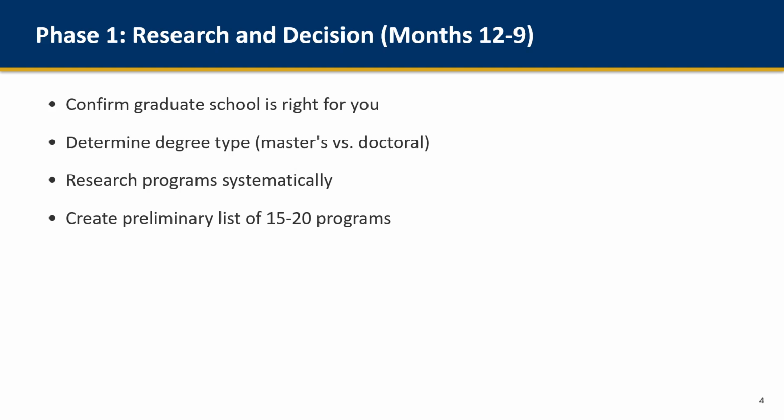Determine what type of degree you need. Master's or doctoral, research-focused or professional, MPH or DrPH. These decisions shape everything that follows, from which programs to research to how you frame your applications. Research programs systematically using the strategies we discussed. Cast a wide net initially. Look beyond prestigious names to programs that genuinely fit your interests and goals. Create a preliminary list of 15 to 20 programs for further investigation. You'll narrow this list as you learn more, but starting broad ensures you don't miss excellent options.